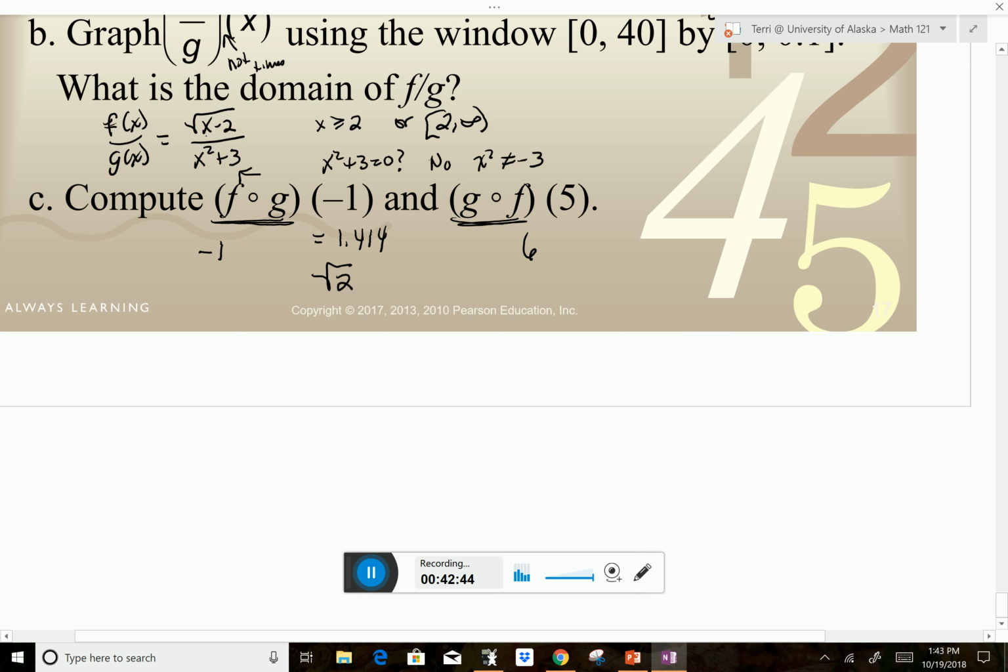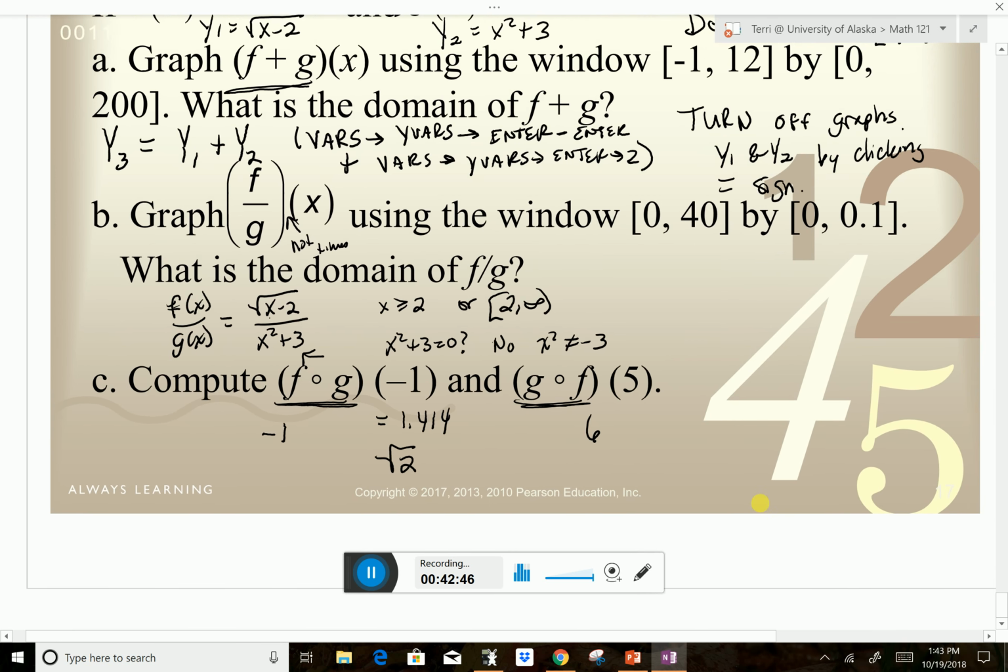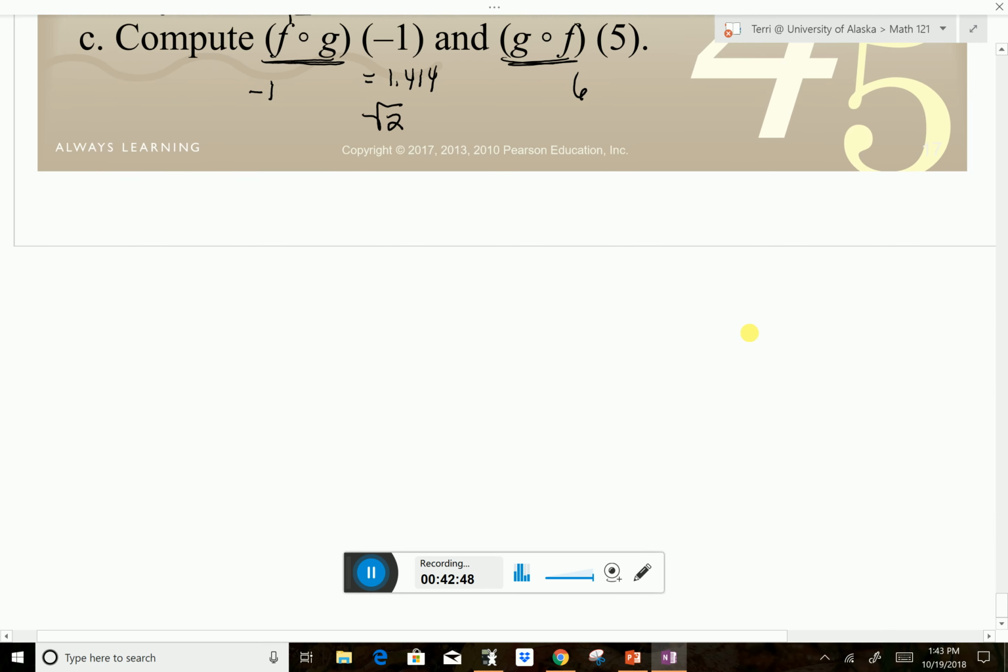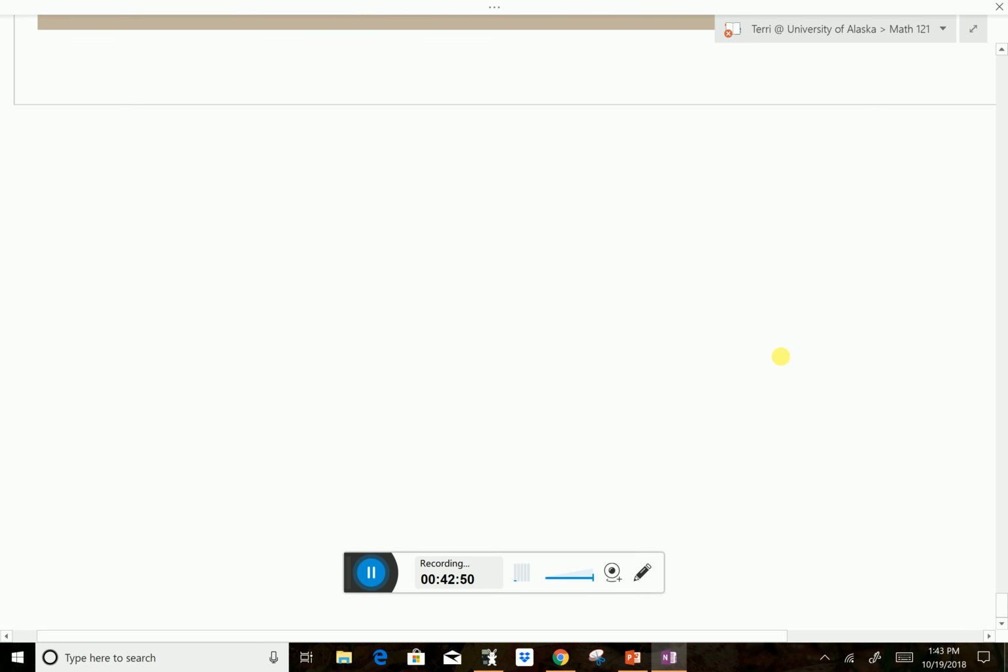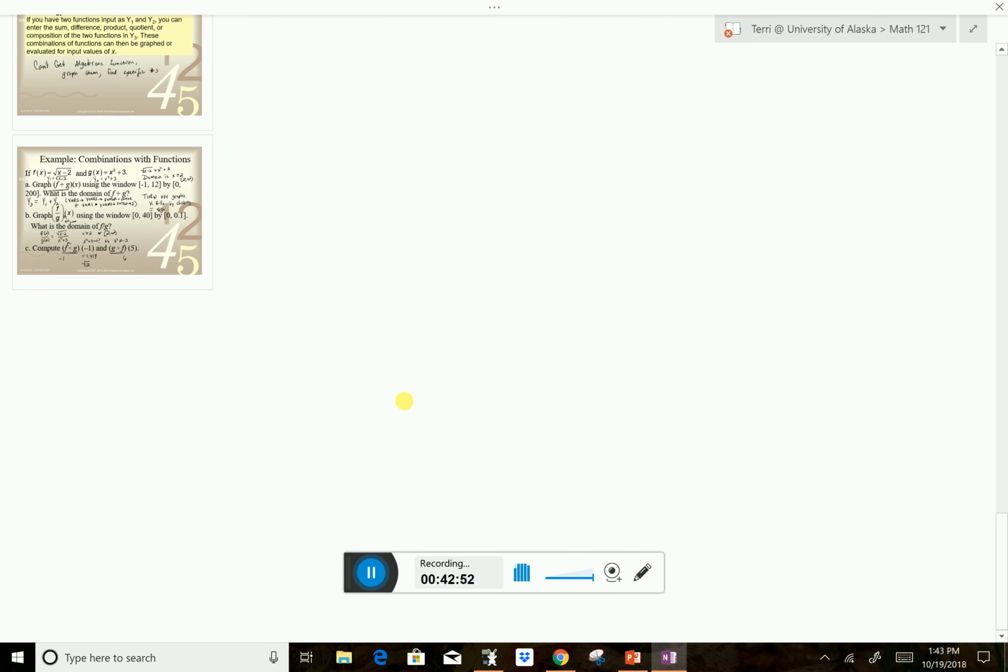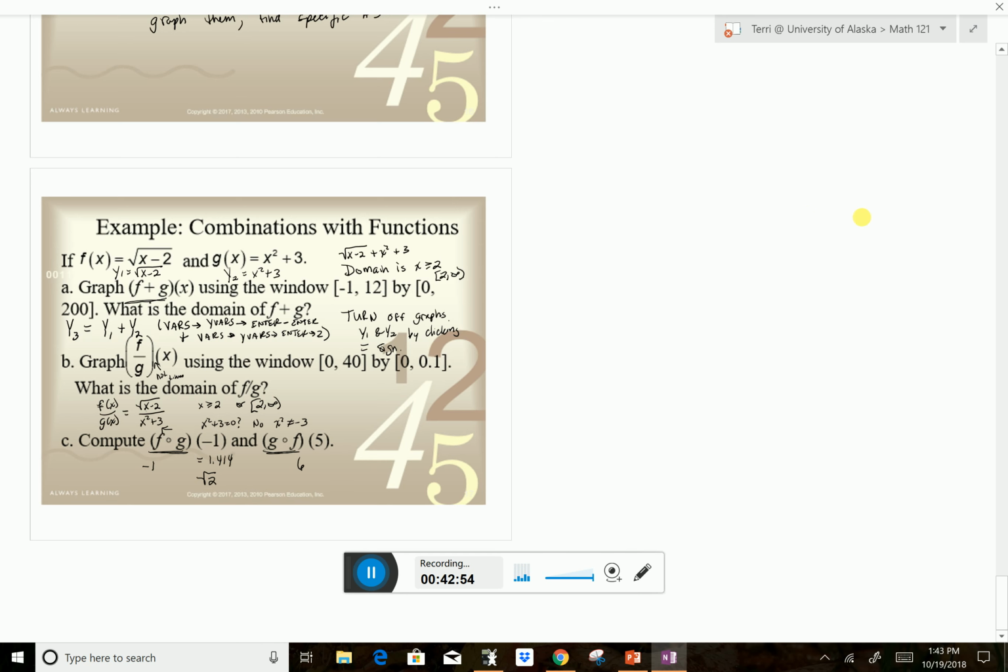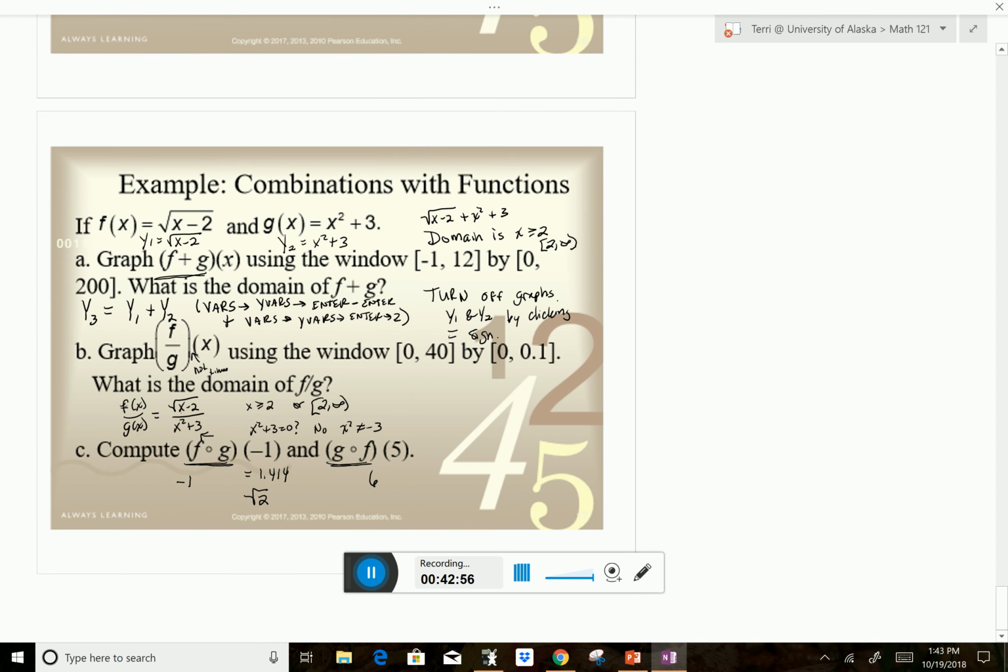So those are some ways that you can actually use technology to do all of these interesting things with it. So we'll be doing some more in class. I have an activity that we will be doing with combinations of functions. That should be pretty fun. And that's like combinations of combinations of combinations of combinations. It's kind of crazy. So I will see everybody in class.